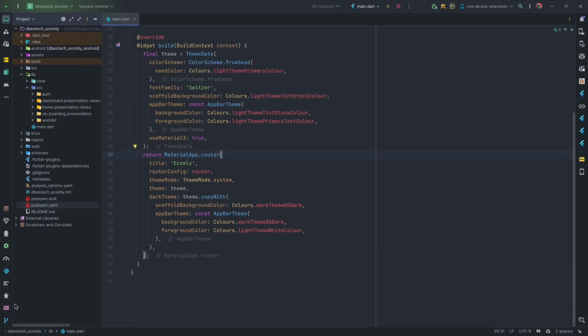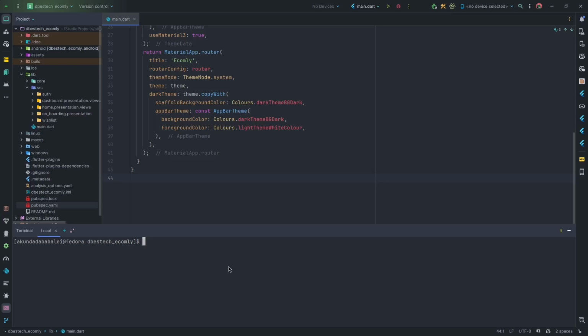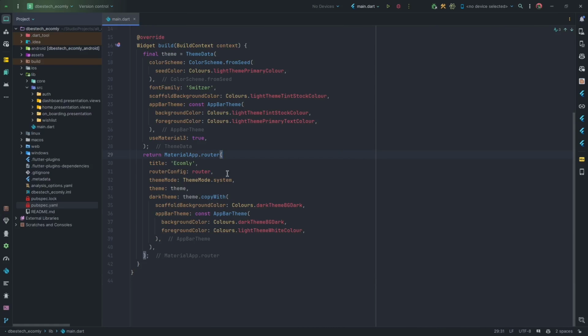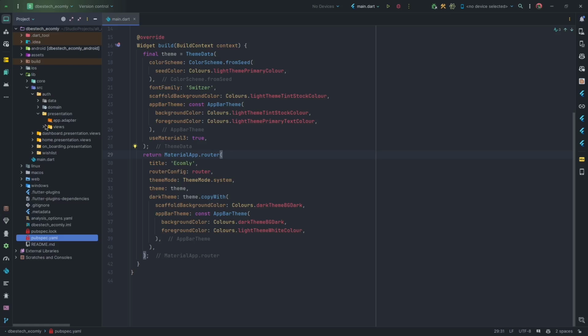We're using bloc as the state management of choice, or the interface adapter. So I'm going to add bloc and flutter_bloc, both added. Moving on, we can head over to the auth and head over to presentation.